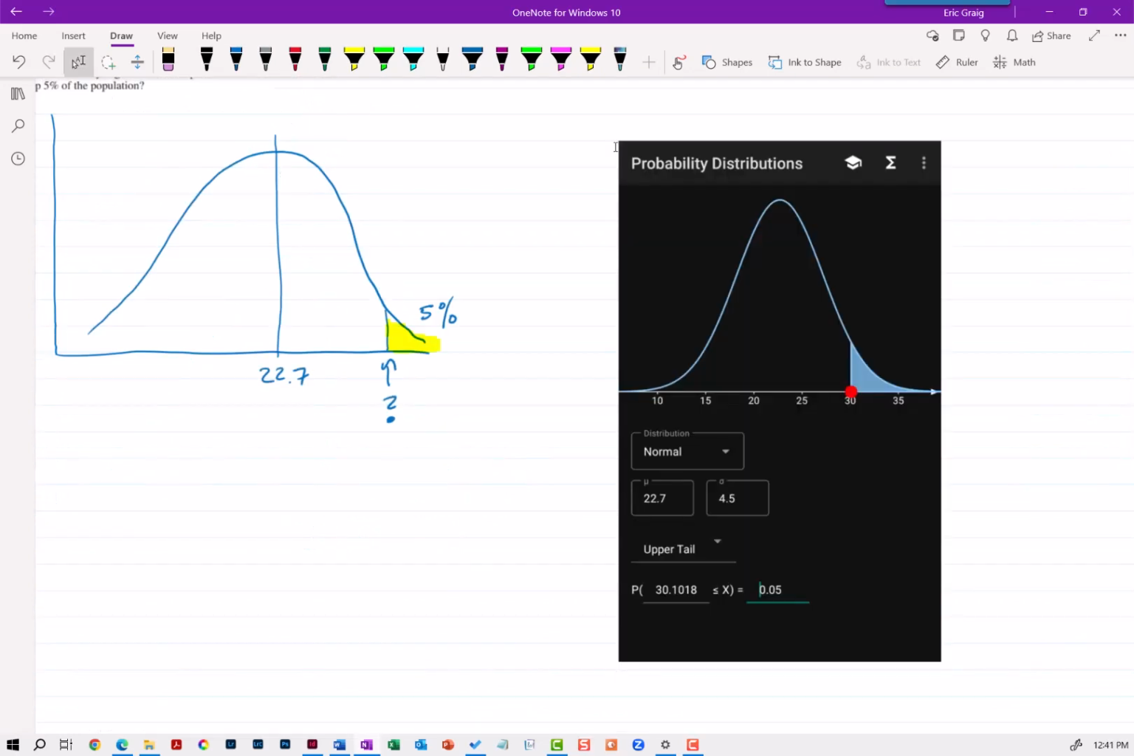And you can see what I've done. Again, distribution is still normal, and these values are the same. But this time, instead of entering a score value over here, a number of teaspoons, we're going to instead enter the percentage we're looking for over here. So 5% is 0.05, and this gives us the correct value. So what we're saying here is that 5% of the population consumes more than 30 teaspoons of sugar per day.